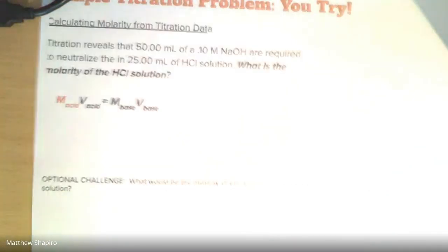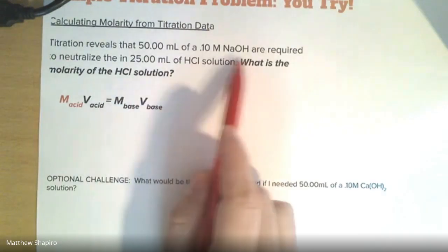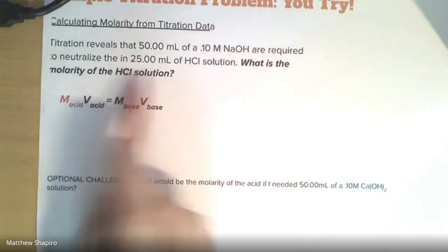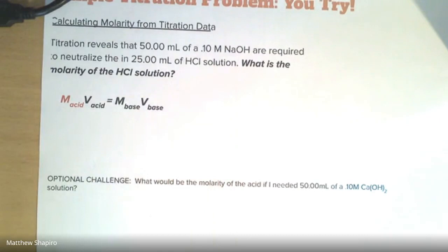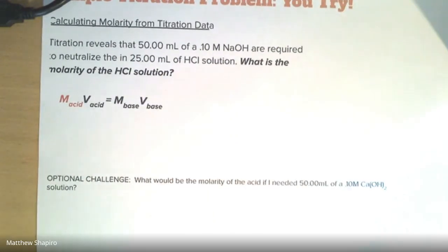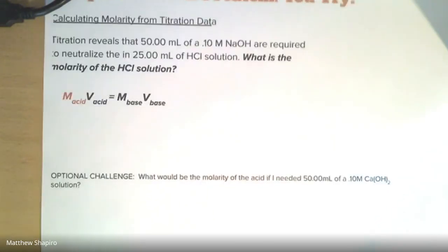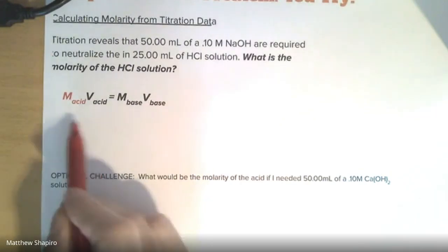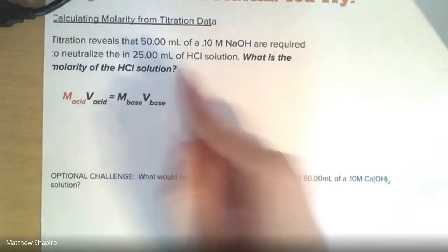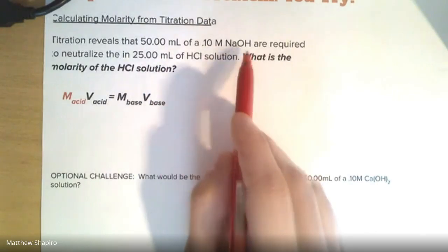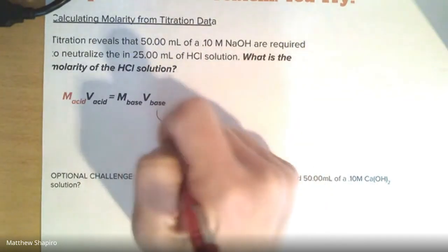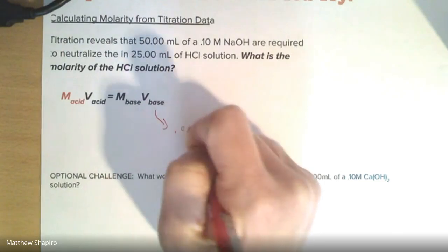All right, one more problem. Titration reveals that 50 mils of a 0.1 molar sodium hydroxide are required to neutralize 25 mils of hydrochloric acid. What is the molarity of the hydrochloric acid solution? All right, so here we go. Let's just figure out all our numbers. 50 mils of a 0.10 molar sodium hydroxide. So our volume of our base is 0.0500.